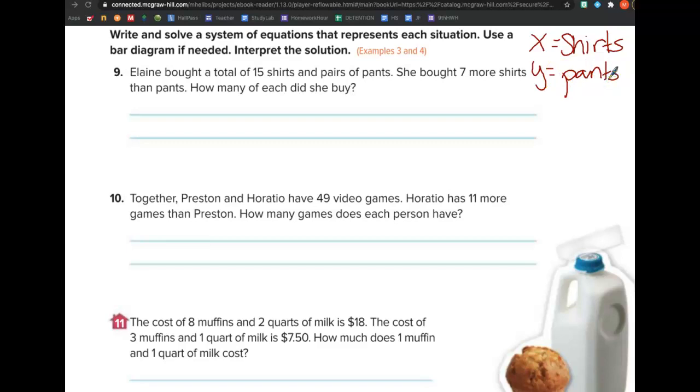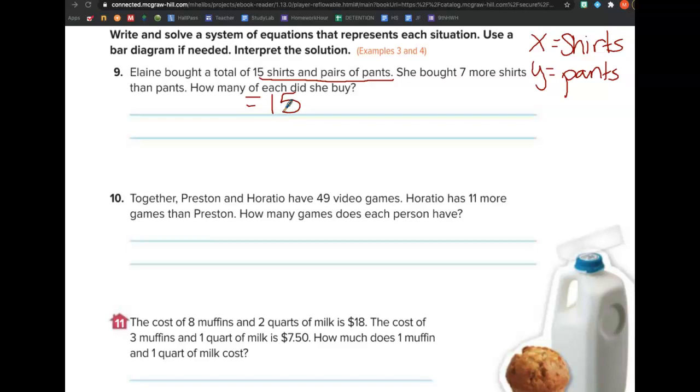We're just talking about shirts and pants. So in the first one, it says Elaine bought a total of 15 shirts and pairs of pants. That's an equation right there. How would I write that? What's my total, first of all? 15. So I know something's going to equal 15, right?